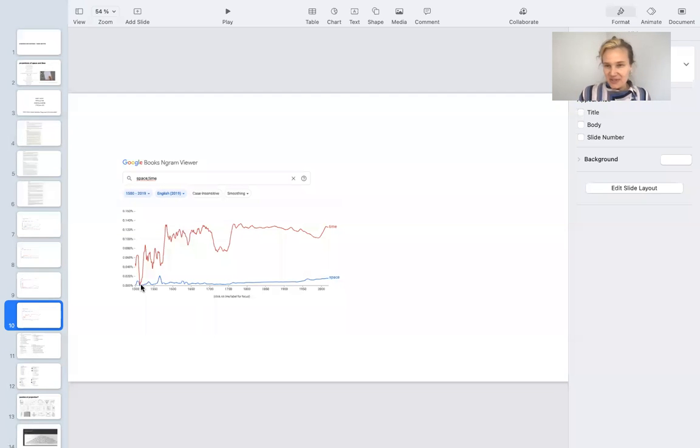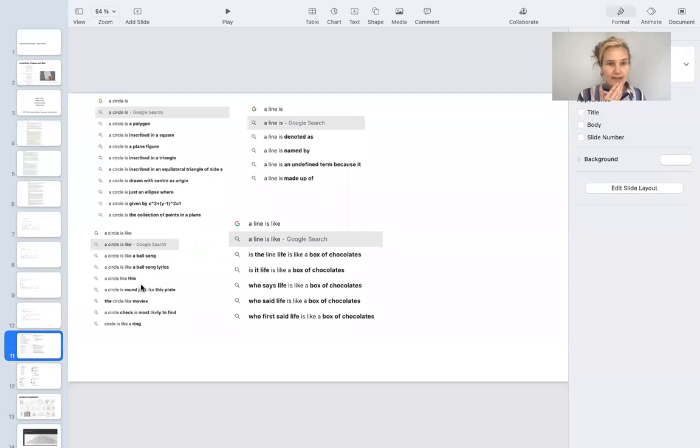Okay, so other things you can do. You can type something into your Google search and look at the autocomplete. And this is something which people do for fun. You've probably seen examples of when people do this to get the most ridiculous answers. So I tried this out with "a circle is", and you can see: a circle is a polygon, a circle is inscribed in a square, a circle is a plane figure, a circle is inscribed in a triangle, a circle is inscribed in an equilateral triangle of side A.